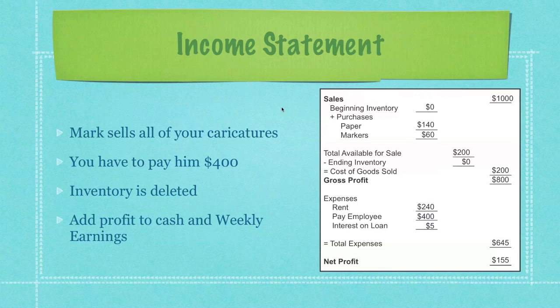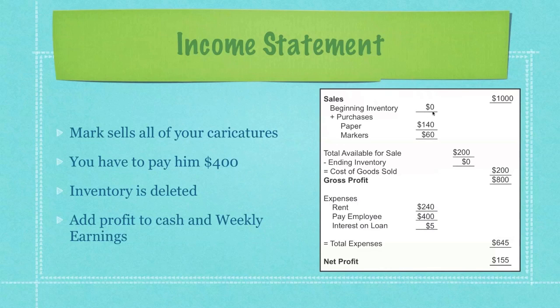Now we come to your income statement. Specifically, we're going to get your friend Mark to sell and draw caricatures for you over the weekend, and you offer to pay him $400 for his time. And you can see over here in the income statement, Mark was able to earn a total of $1,000.